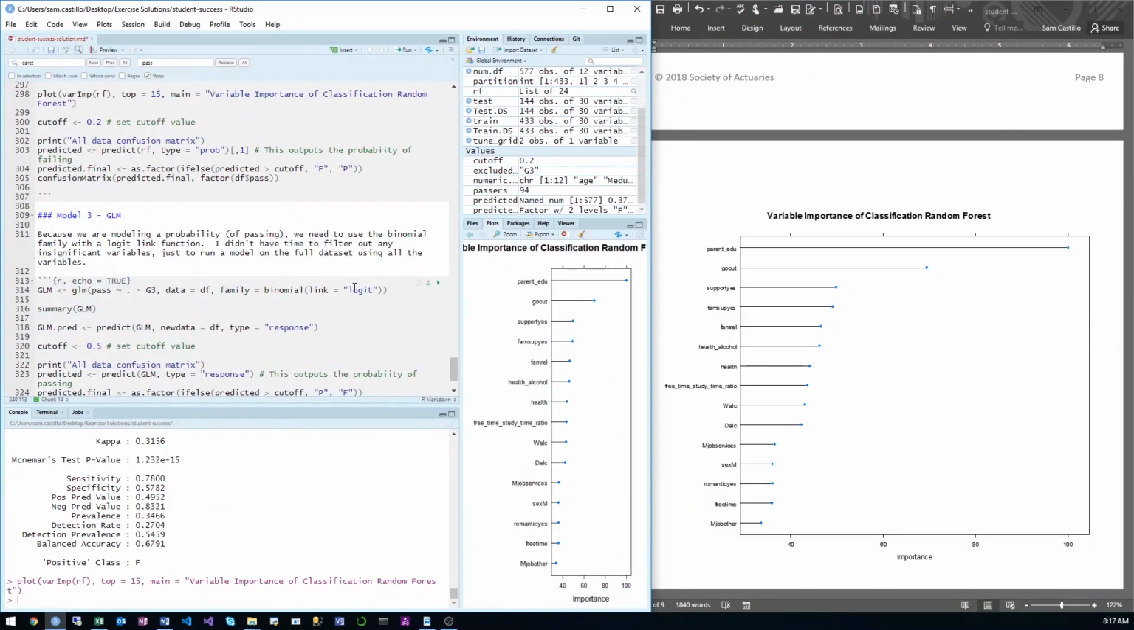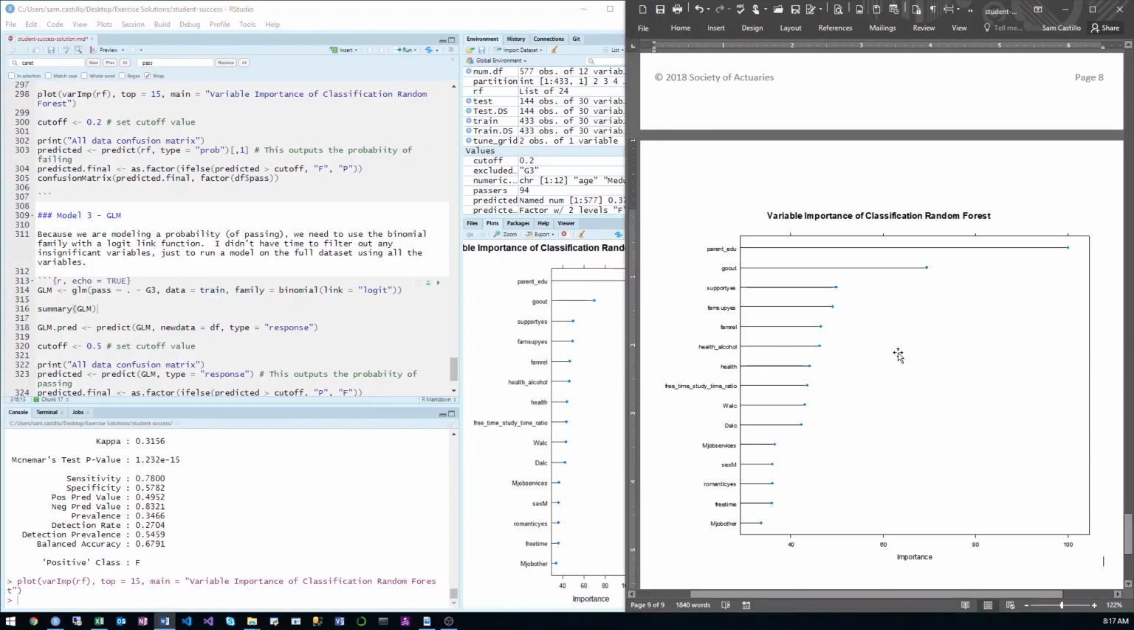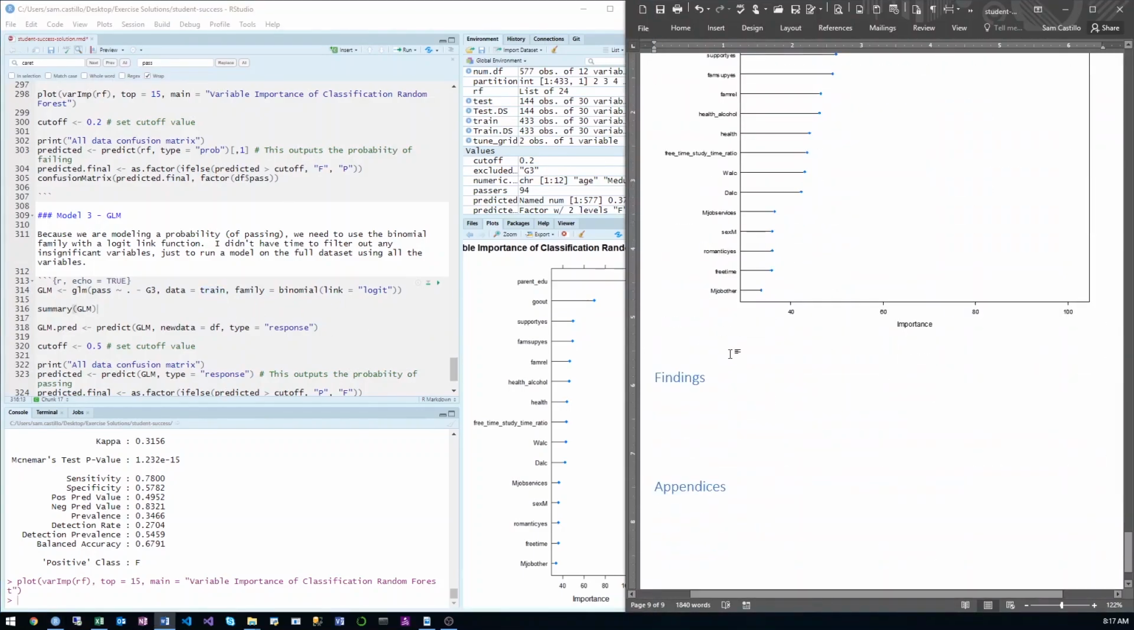Model 3, GLM. Because we are modeling a probability of passing, we need to use the binomial family with a logit link function. I don't have time to filter out any significant variables. Just run a model on the full dataset using all of the variables. Why is this running a model on the full dataset and not using the training data? Is this a trap? I believe that this is a trap.